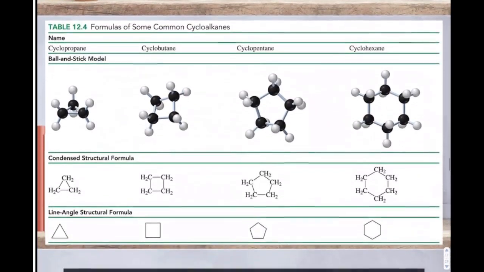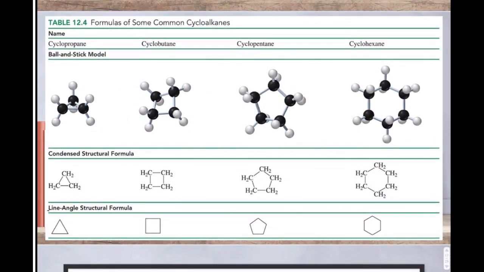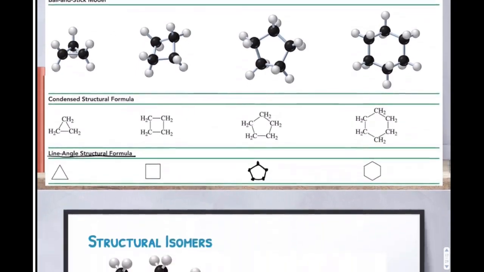Some common cycloalkanes and how they're drawn. You can see how the line angle formula is really easy to see. Remember, every single corner is a carbon, and so you can use that to guide you, and then every carbon has as many hydrogens as it can around that. And so here are some images of some common cycloalkanes.